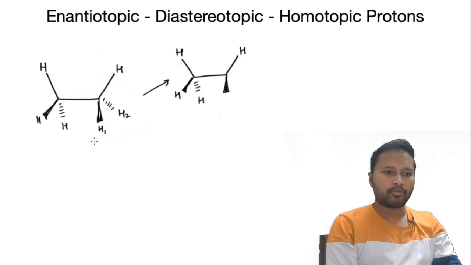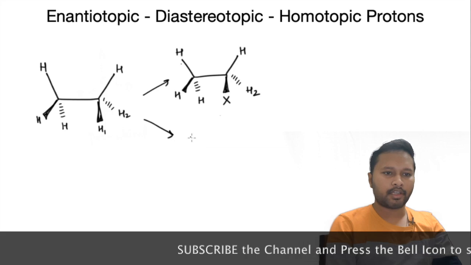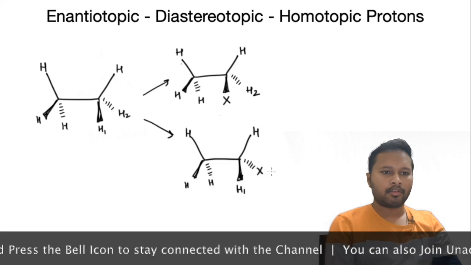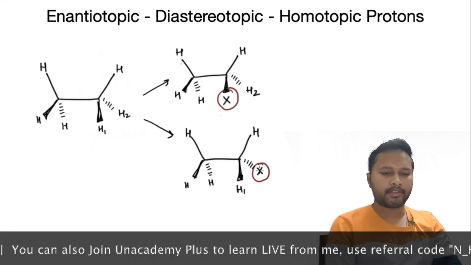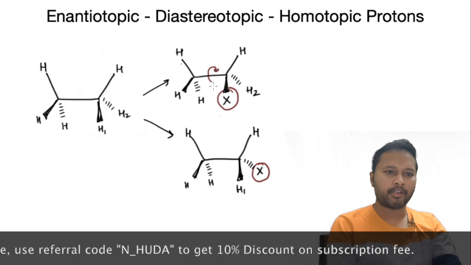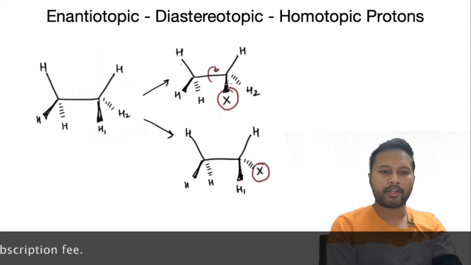Now, what I'm going to do, I'm going to replace this H1 with some group, let's say X. Okay, and this is H2 as it is. And now I'm again going to make a molecule in such a way that, if you look at these groups where this X is, I have just replaced these groups. So these two molecules are actually the same molecule. If you just rotate this particular sigma bond by, let's say, 60 degrees, sorry, 120 degrees, you are going to get the same molecule. Okay, so these two molecules are nothing but the same.